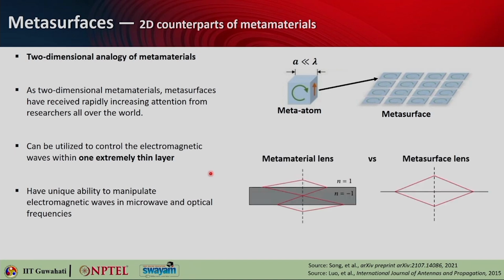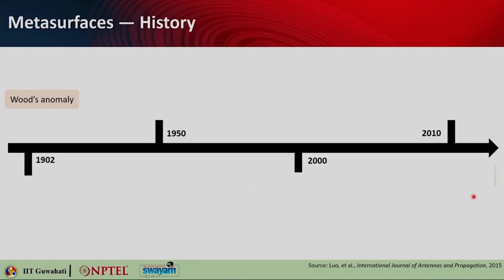And if you compare metamaterials and metasurfaces, this is how they are different. Like a metamaterial lens will have a finite thickness, whereas a metasurface lens will be very thin. So you can obviously think of the application areas where metasurfaces can actually beat the metamaterials.